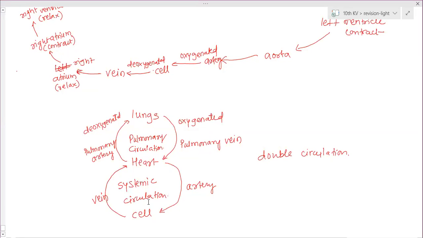That's it. Don't explain all this. Inside the heart, what is happening, don't explain that. Don't waste your time writing that part. You're only explaining this diagram, this flowchart, that's it. And this one, what is the importance of double circulation, or what is the importance of the four-chambered heart in higher order organisms? It prevents the mixing of oxygenated and deoxygenated blood.